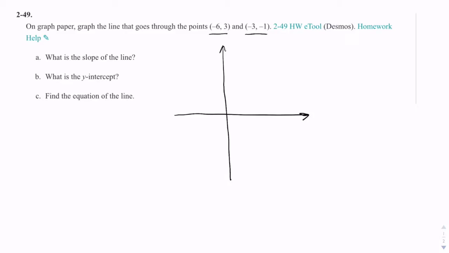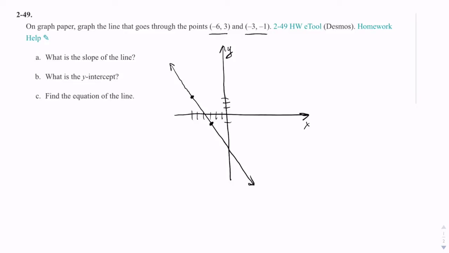So the first point, this is x, this is y. Negative 6, 3, that's negative 6, 3, 4, 5, 6. Negative 6 in the x direction, positive 3 in the y direction. And I place a point there. And then negative 3, negative 1 is right here. And then I would draw a line through those 2 points, and you would draw a much nicer line if you were using Desmos. But there's the line, right?